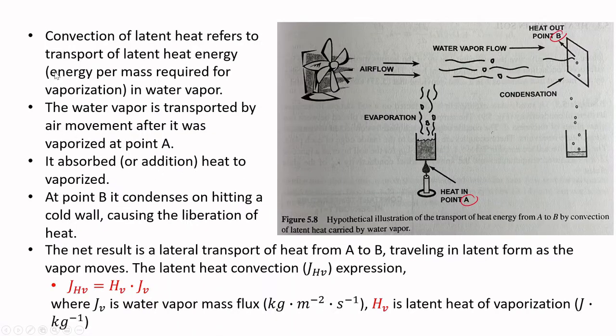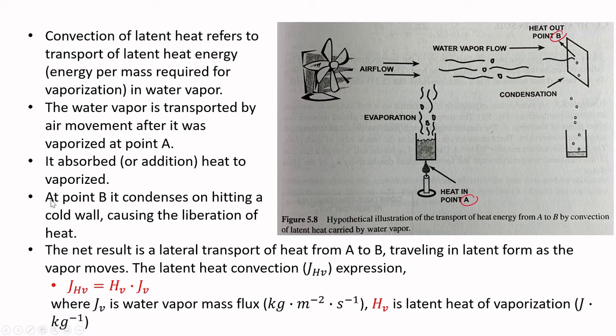Convection of latent heat refers to the transport of latent heat energy. It's the energy per mass required for vaporization in water vapor. The water vapor is transported by air movement after it was vaporized at point A. So at point A it's vaporized, and after it's vaporized, it's being transported. It absorbs additional heat to vaporize. The bottom provides the heat, so the water absorbs the heat and then vaporizes.